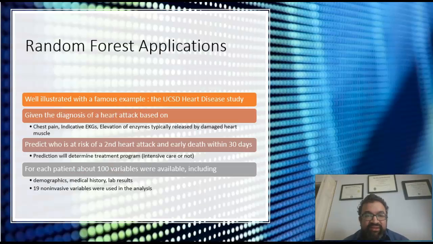So let's take a look at some of the random forest applications. There's an example of a heart attack being diagnosed appropriately from EKGs, chest pain, and elevation of enzymes. These things are a lot more improved in random forest applications than in parametrically derived algorithms.